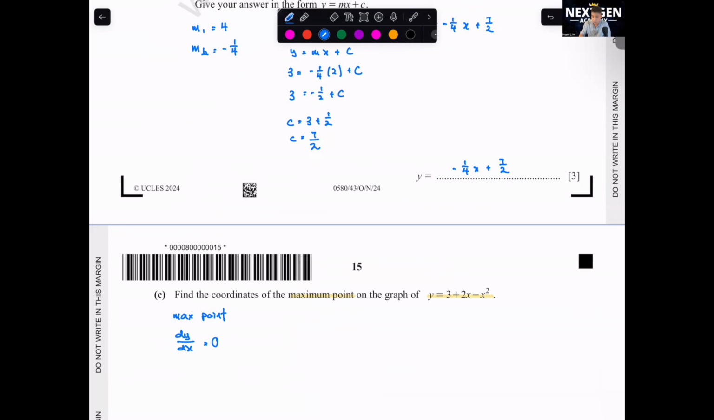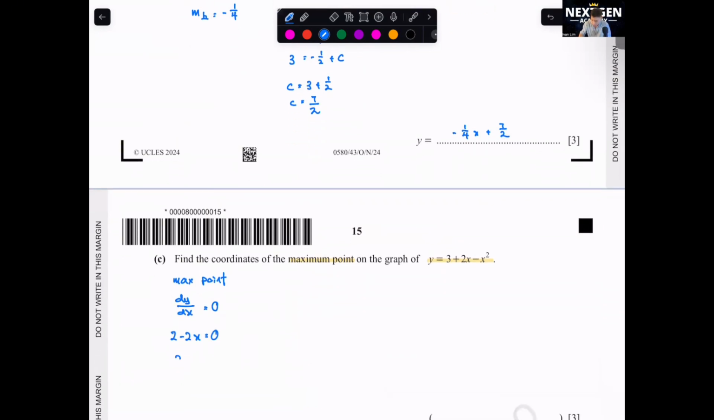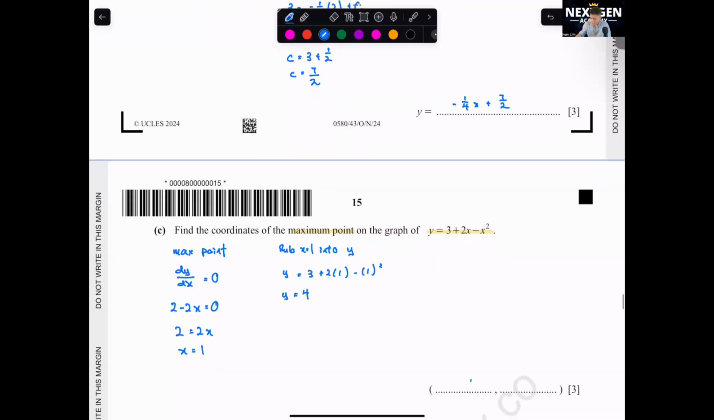Just now our dy over dx is 2 minus 2x. So let's solve for this. 2 minus 2x equals 0. 2 equals 2x, so x equals 1. Then we substitute x into the y equation. With x equals 1, y equals 3 plus 2 times 1 minus 1 squared. We will get y equals 4. So x equals 1, y equals 4. It's an easy 3 marks.